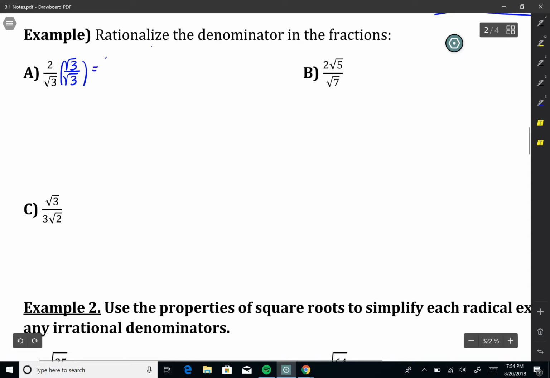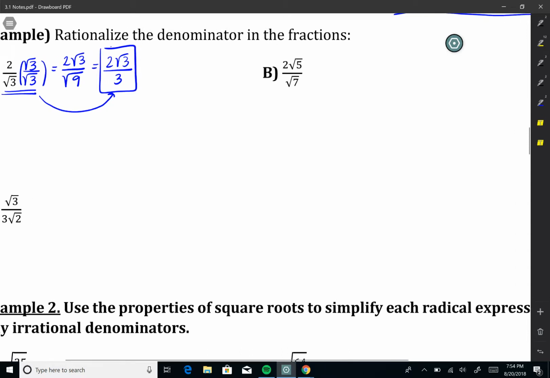So in the numerator, that's 2 times the square root of 3. And the denominator, I have the square root of 3 times the square root of 3, which is the square root of 9. Since they're both under the radical, you can multiply them. Now the square root of 9 is 3. So I end up with 2 rad 3 over 3. So do you see what happened here? My rad 3 times rad 3 just turned into 3. So I rationalized it.